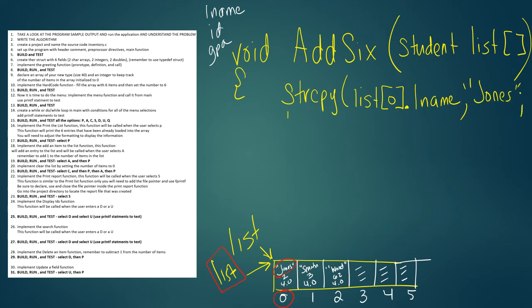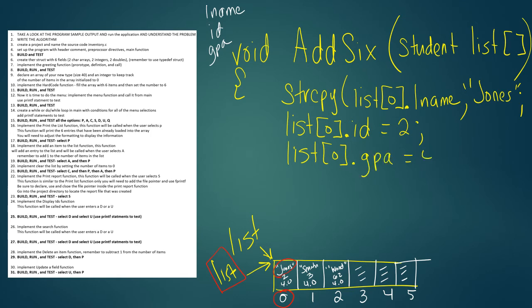And then I'm going to assign list at index 0 dot ID, the ID. And then I'm going to assign list at index 0 dot GPA, the GPA. So this is list at index 0. So this list at index 0 right here has been filled. Now I want to continue. So I'm going to do list at index 1.